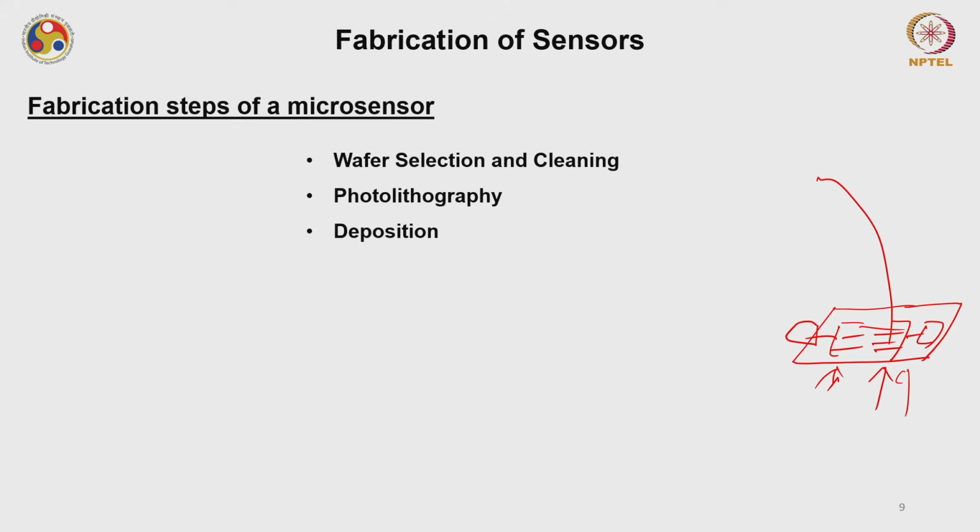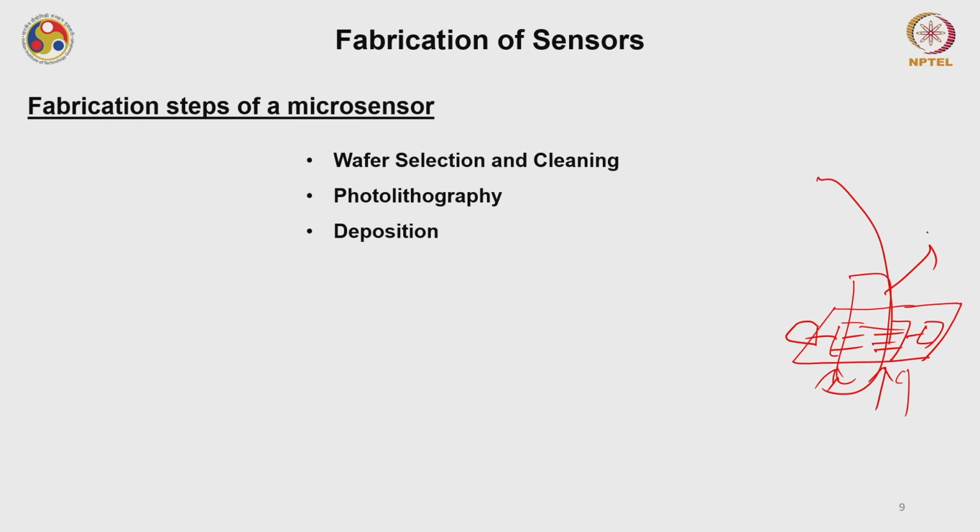Then the deposition. I talked about a sensing layer on top of this. So how is this sensing layer deposited? What are the deposition techniques available for this sensing layer in microelectronics? Then at certain places we have to remove also. Here also there are certain parts that I have removed.